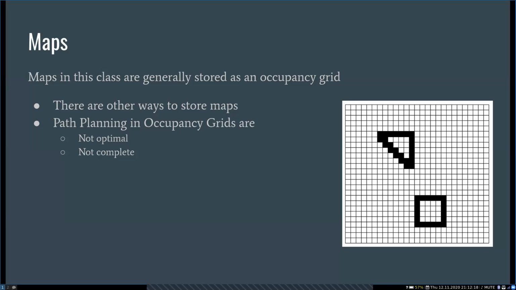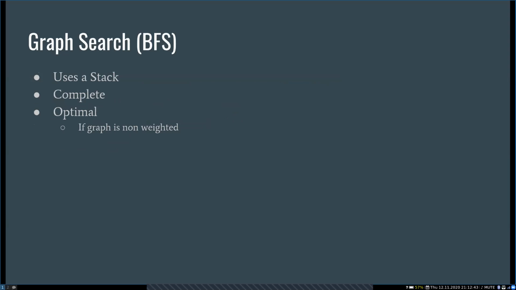Non-optimal means that the path that you generate is not always the ideal one, and not complete means that not every possible path in your actual world exists in your occupancy grid. So your occupancy grid is kind of like a pixelated version of the real-life grid. And therefore you lose some resolution and some ability to plan paths. That's an important thing to know about occupancy grids because they seem kind of like magic when you get used to working with them.